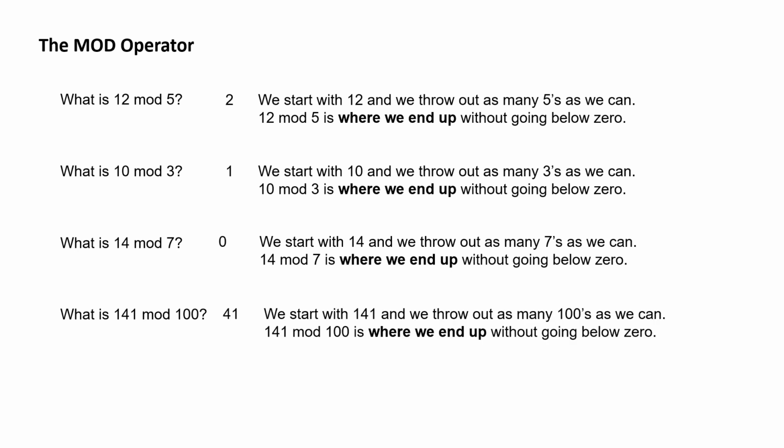And here, 141 mod 100. We start with 141, throw out as many 100s as we can, and stop before we go below 0. And so where would we end up? We would end up at 41.